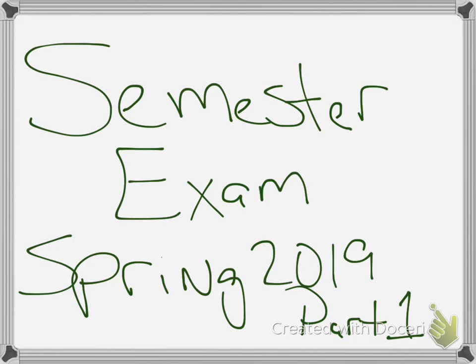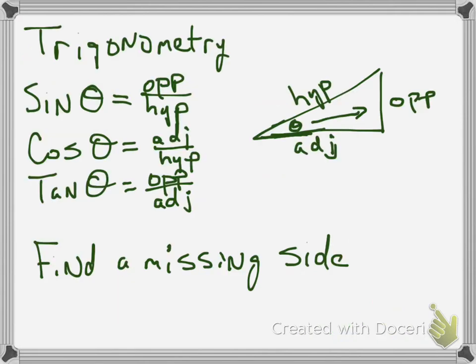So the idea here would be this. You have basic trigonometry, you have sine, cosine, and tangent. Sine theta is the opposite over the hypotenuse. Cosine is the adjacent over the hypotenuse, and tangent is the opposite over the adjacent. Theta is a degree measure.